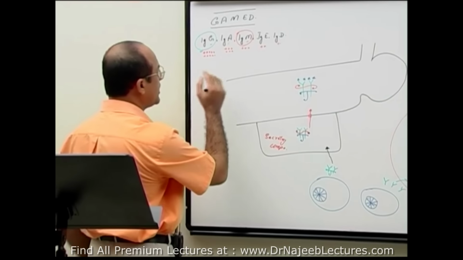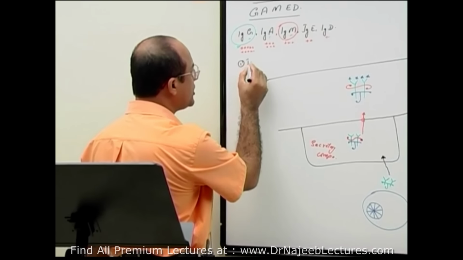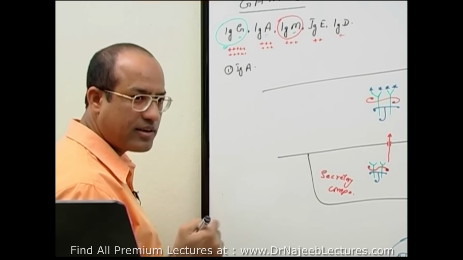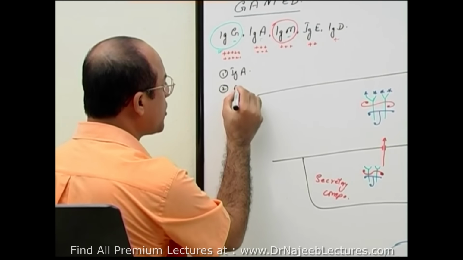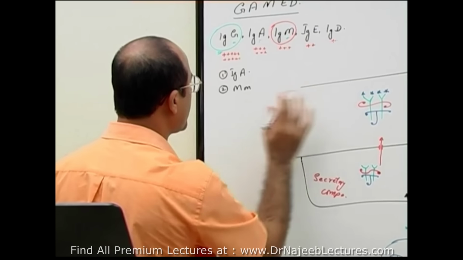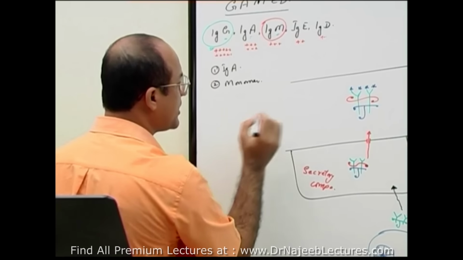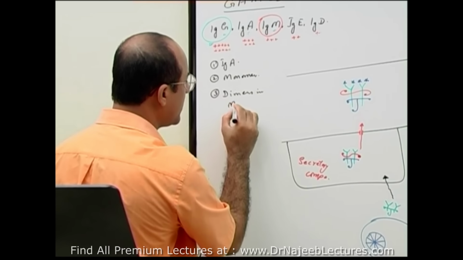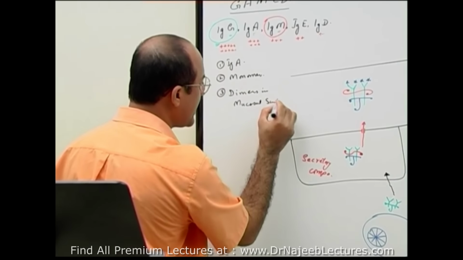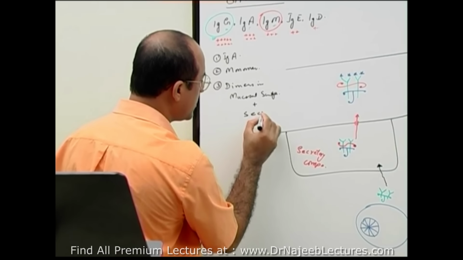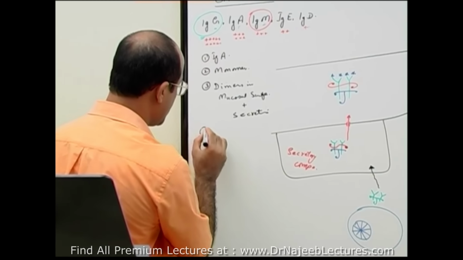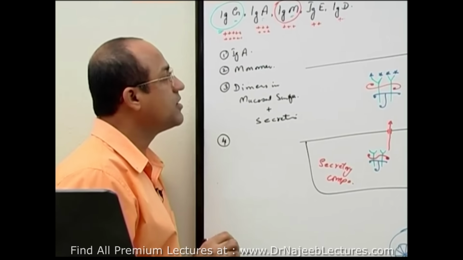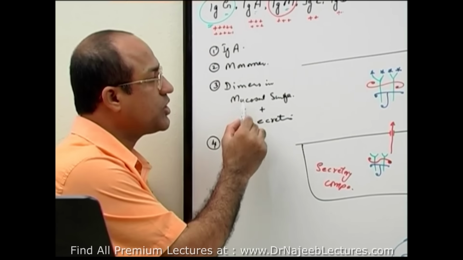It means, let's put down the important information: IgA is the second most abundant antibody in our body, right? Secondly, it is present as monomer in our blood. It is present as dimers in mucosal surfaces plus body secretions. Number 4, IgA is present in which mucosal membrane?